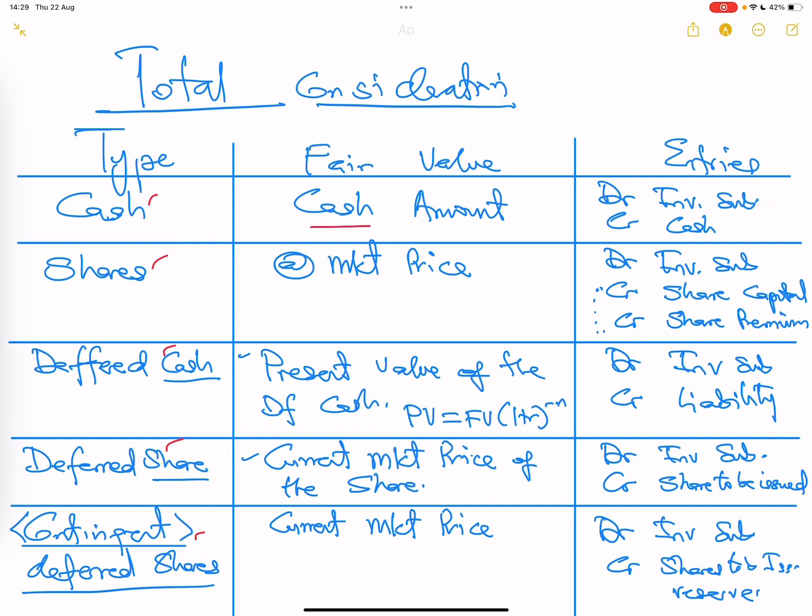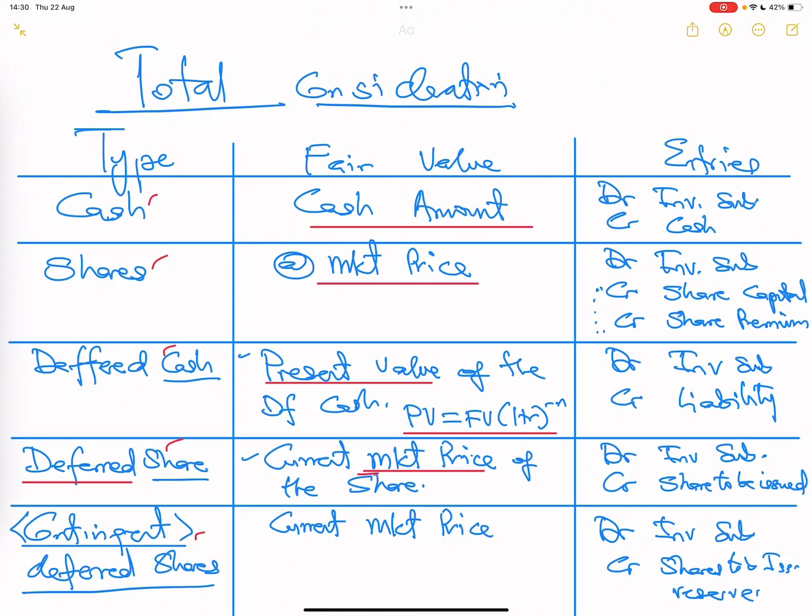If it is cash, it's the easiest one. It's just the cash amount. If it's shares, the market price is the fair value of the shares. If it is deferred cash, then you need to calculate the present value, and this is the formula you have to use. And if it is deferred shares, market price is what you're going to use, because the market price has already determined the present value of the share. I know it's deferred into the future, however, the market price has helped with the present value calculation, so you don't need to do a PV calculation again. Likewise for contingent deferred shares, it's the same as deferred shares, because whether it's contingent or not, the rule is you must recognize it, right?